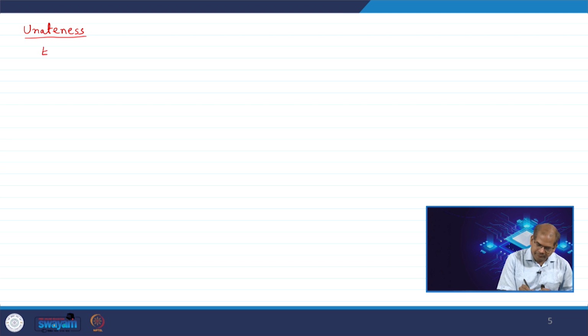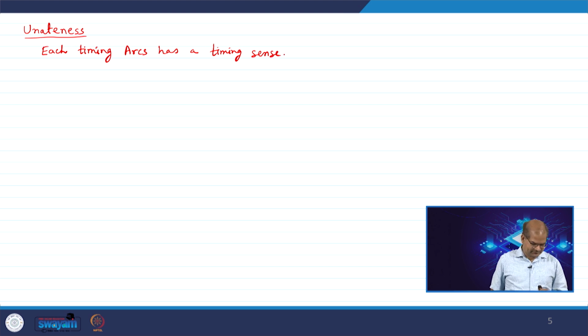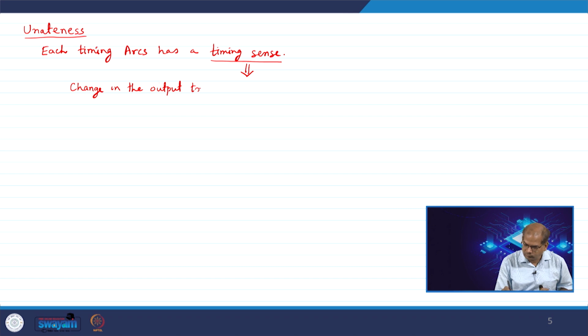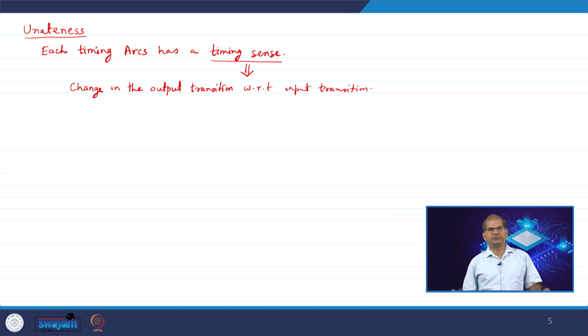Each timing arc has a timing sense. What is the timing sense? It is denoted by unateness. The timing sense says how the output transition changes with respect to the input transition. That is called timing sense. This is used in static timing analysis.